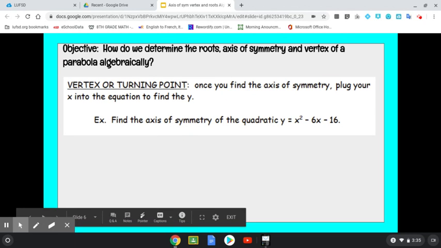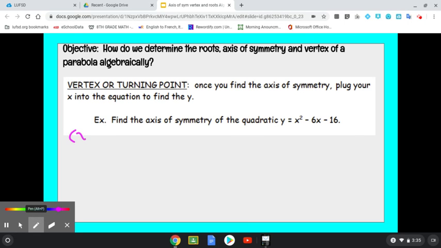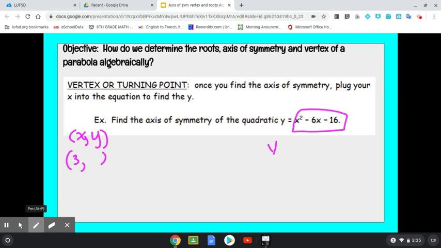So now they want us to find the vertex. Now remember, your vertex is a point. It's made up of an x and a y. Now we already have the x. We found it in the last problem. It's the x for the axis of symmetry. So now what we do is we plug it into the equation to get your y. So you keep your y. You replace all the x's with 3 because that's what our axis of symmetry is. And that axis of symmetry crosses right through that vertex.